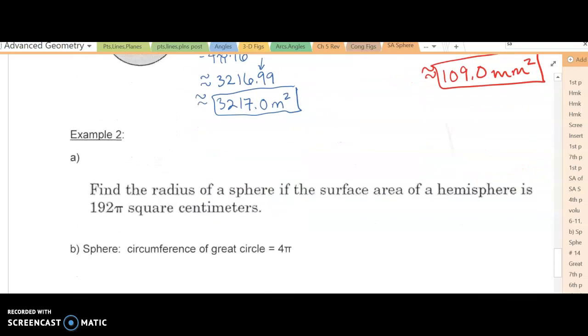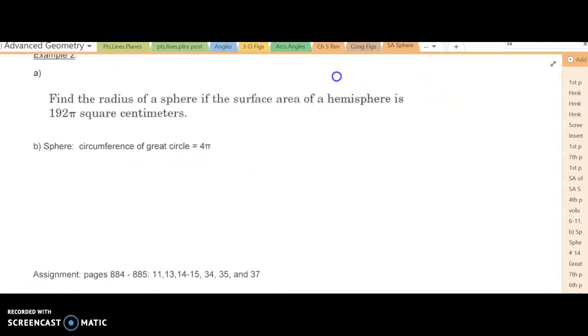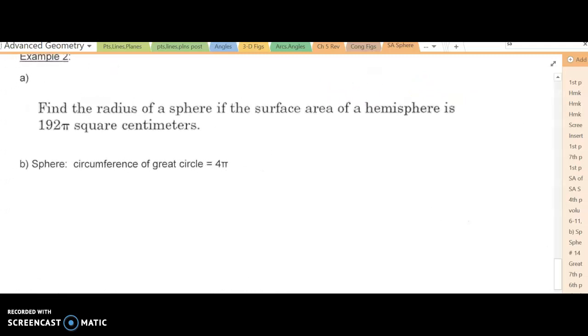Okay, so let's look at these last two. They're those ones where you have to find the missing thing. So in example 2, find the radius of a sphere if the surface area of the sphere is 192 pi. So this is 4 pi r squared for the oh, my bad. Look, guys, it's a hemisphere. So instead of 4 pi r squared, I'm going to do 3 pi r squared. And then I'm going to substitute the 192 pi for the surface area.